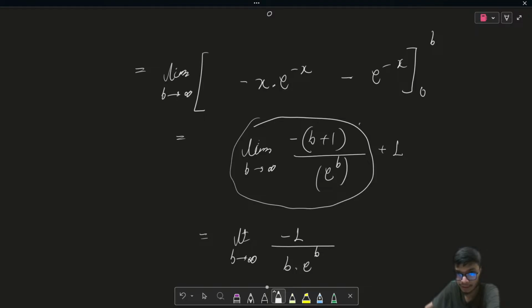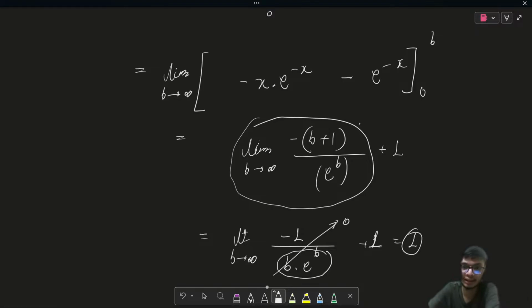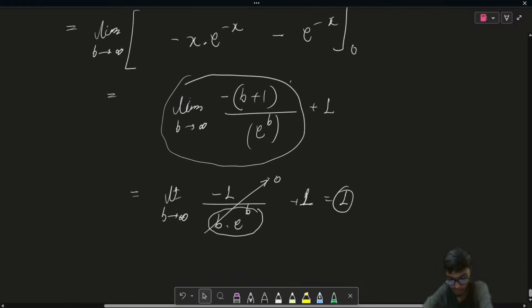Did I make a mistake over here? Okay, yes. So I will have minus 1 upon b into e to the power b, right? Now this particular term is going towards infinity, so 1 upon infinity is again going to 0. So ultimately the result is going to be equal to 1. So gamma of 1 is equal to 1, and gamma of 2 is also equal to 1. Now that brings us to a very important conclusion.